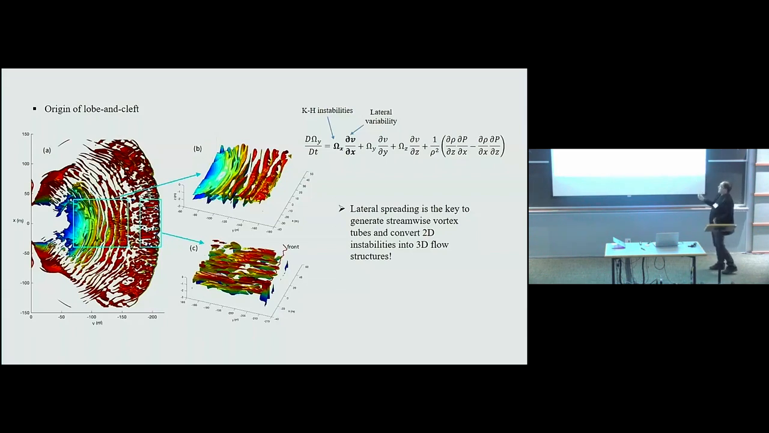So essentially it converts this 2D lateral vorticity due to Kelvin-Helmholtz instability into a more 3D structure. And you can only capture this with 3D large eddy simulation. You cannot capture this with a Reynolds-averaged approach.